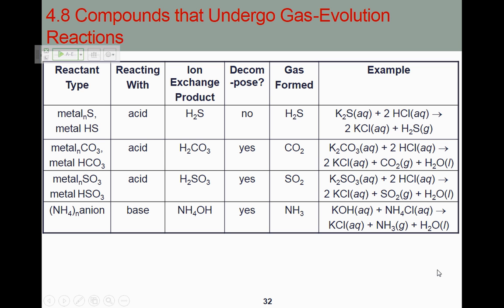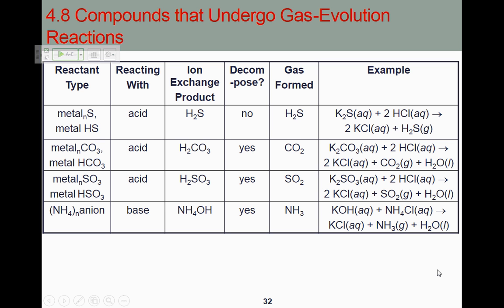If you have a metal in SO3 or a metal in HSO3, that one's going to form H2SO3, and that will decompose to form SO2 gas and water. Notice all of these are reacting with acid because you form that H+ that switches.